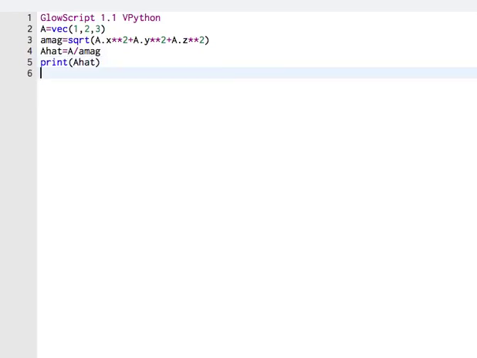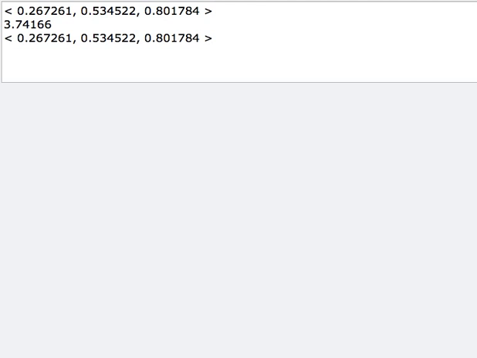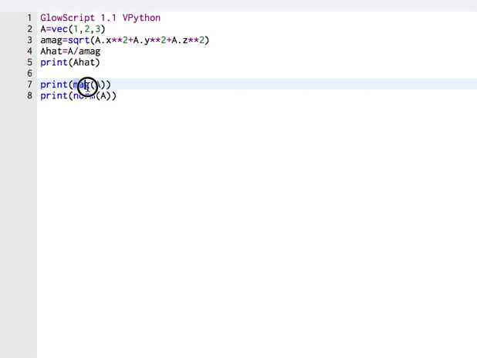But if you've used this before, you know that I'm completely off my rocker because there's an easier way to do this. Watch this. Print mag(A). Print norm(A). So there's the magnitude of A, that's what we had before, and here's the unit vector. It's the same thing as the way we did it manually. So GlowScript has these two functions, mag and norm, built in. When you put a vector in mag, it takes the magnitude of that vector. When you put a vector in norm, it gives you the unit vector in the same direction.